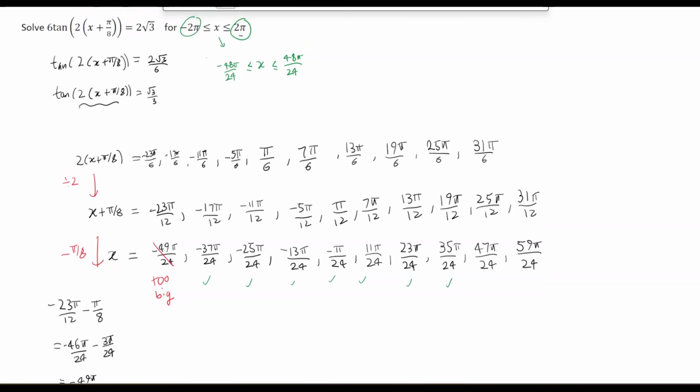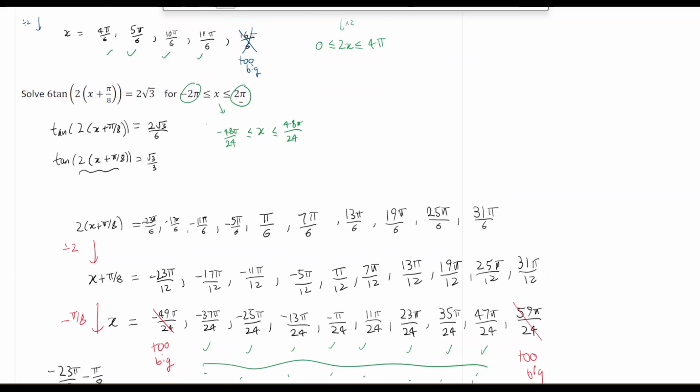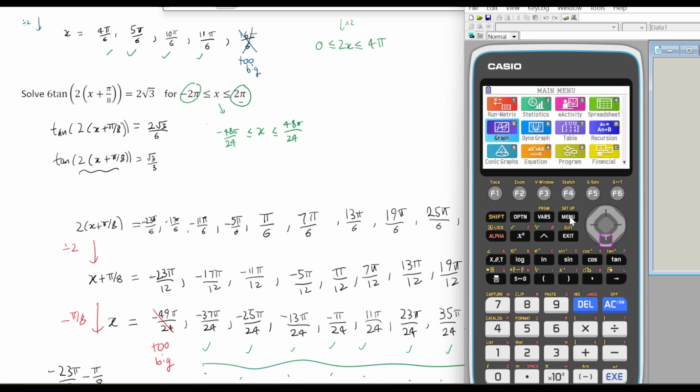And then 47 pi over 24 we keep. It's just barely small enough. But 59 pi over 24 we would get rid of because it's too big. So this is our complete list of answers. And we should see 1, 2, 3, 4, 5, 6, 7, 8 intersection points if we graph our original function and 2 root 3. So we'll just give that a quick go.